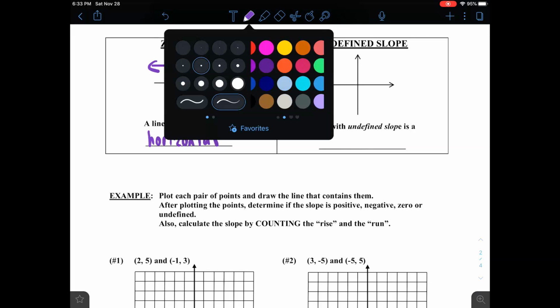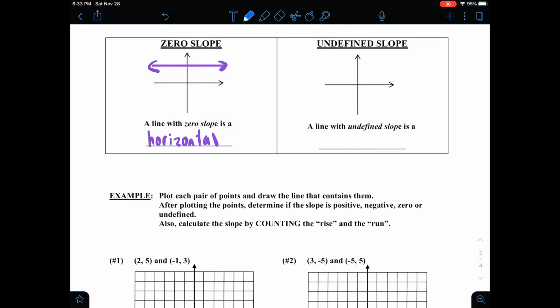And then the last one we have is an undefined slope. So all horizontal lines have a zero slope. All vertical lines have an undefined slope. I hope I said that right. All horizontal lines have a zero slope. All vertical lines have an undefined slope. So this is a vertical line.